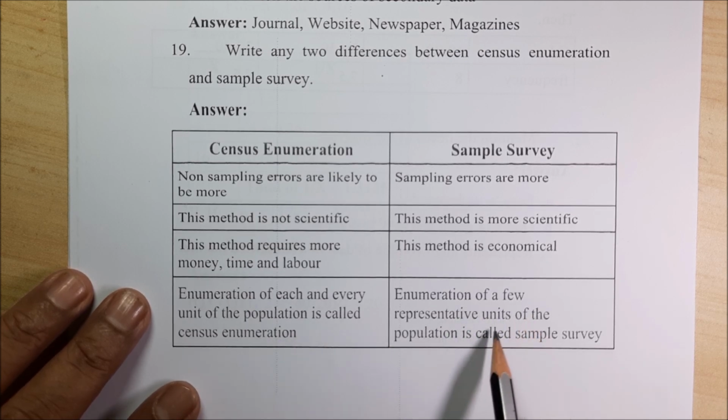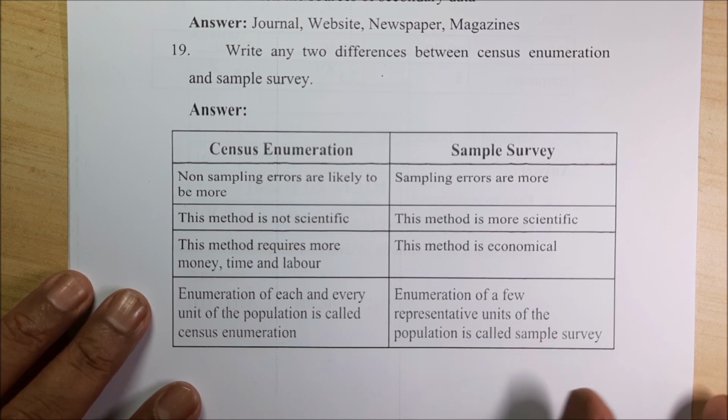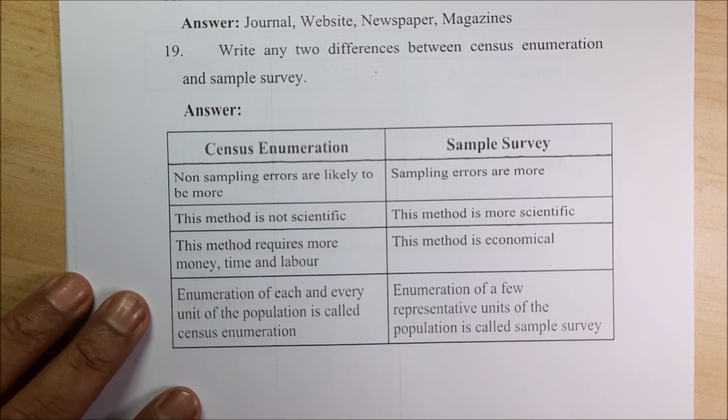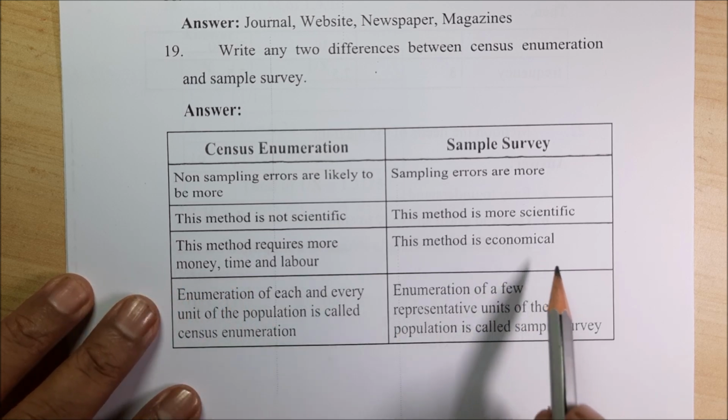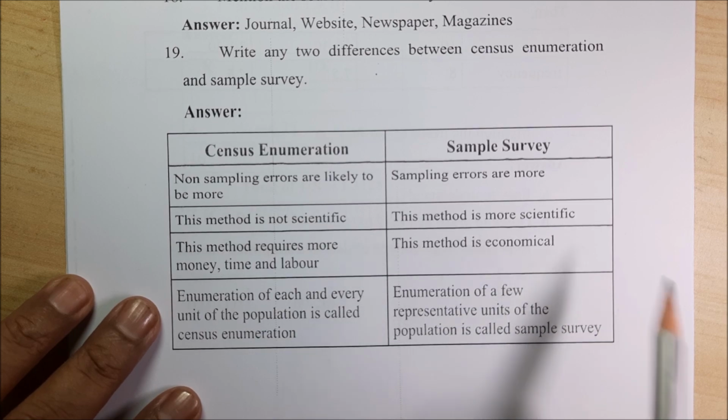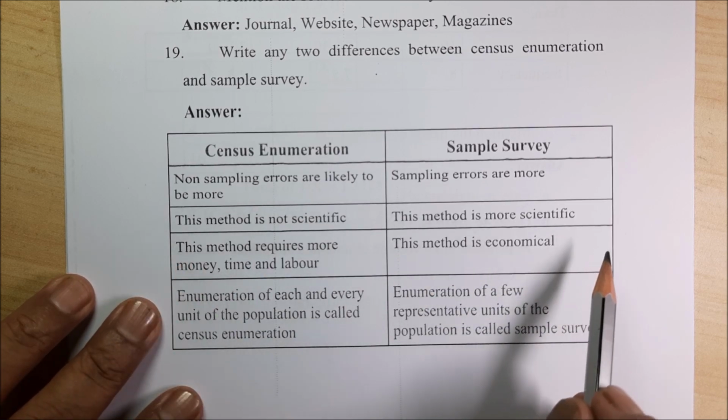Enumeration of each and every unit of a population is called census enumeration. Enumeration of a few representative units of the population is called a sample, right? So if 50 persons are there, you will conduct the census with all 50, whereas here you may conduct it for only 5, that is a sample. This is census, this is sample.